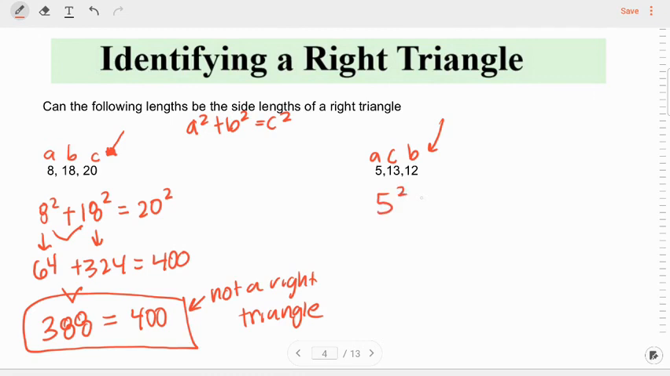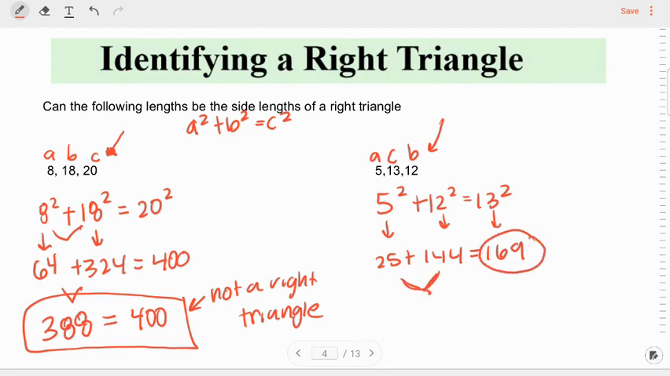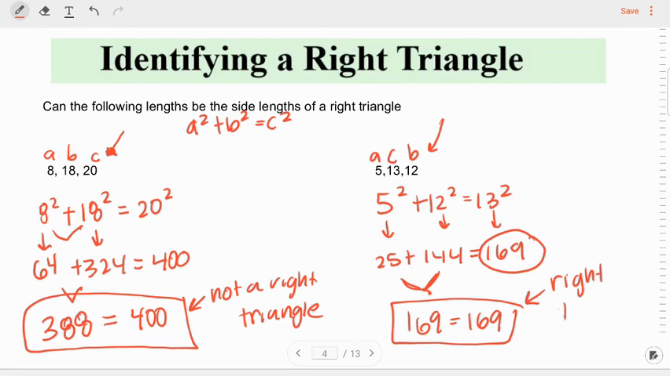So 5 squared, that's A squared, plus B squared, 12 squared, equals 13 squared. Let's see what we get. 25 plus 144 equals 169. I knew these all offhand, but again, you can type them into your calculator. So if I add the left side together to see if it does give me that 169, that's my goal. That's my right triangle. I do see that I get 169. Equals 169. Since they are equal, my formula worked, and I can say, hey, yep, this is a right triangle.